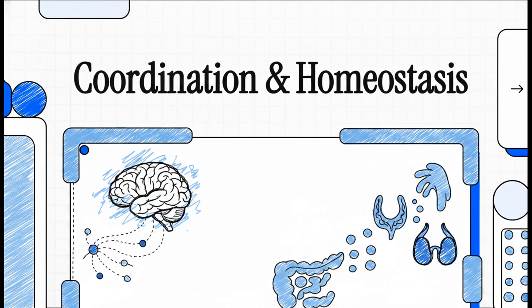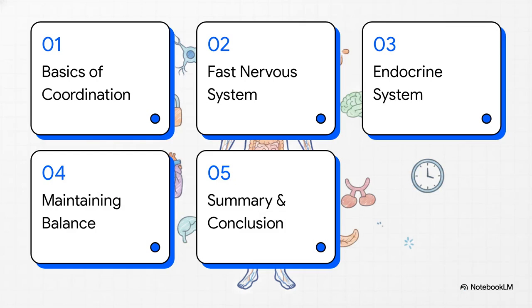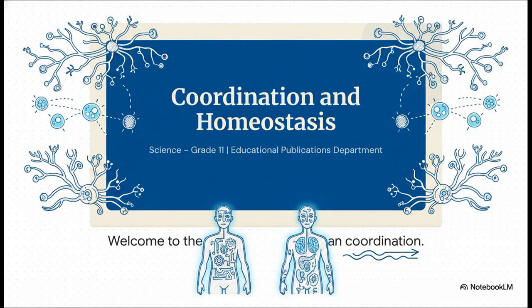So, here's our roadmap for today. We'll start off with the basics of coordination, then we'll move into the fast nervous system, followed by the chemical endocrine system. After that, we'll look at maintaining internal balance, and finally wrap the whole thing up with a quick summary and conclusion. All right, let's dive right in.